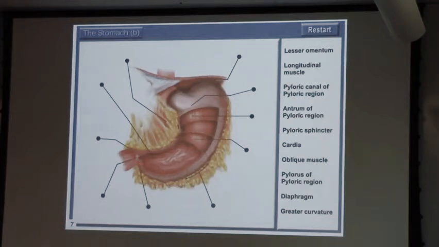Okay, so this is probably the pyloric sphincter, pointing to this muscle here that controls the opening of something else that has a name. That's the pyloric sphincter. The cardia? That would be the cardia.